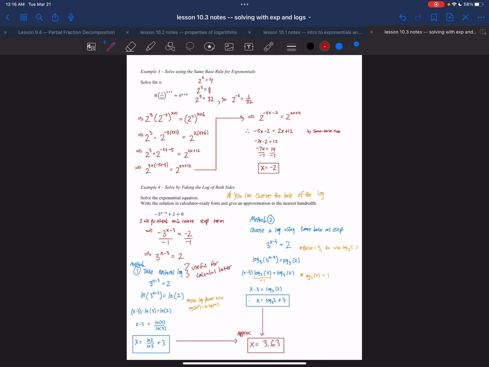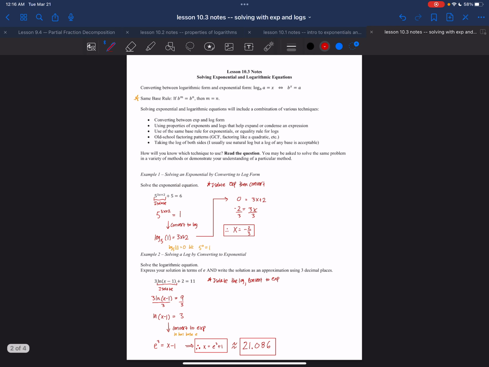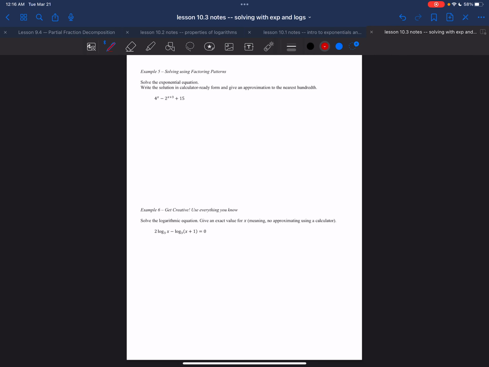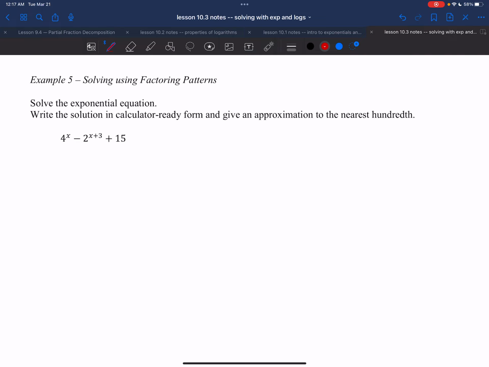Okay. I know that the video is probably getting a little long, so I'm going to try and hurry it up, but we've got 2 more to talk about, okay? And they're getting harder. All right. So, example 5. Solve using factoring patterns. So we're going to solve this exponential equation. We're going to write this solution in calculator-ready form and give the approximation here to the nearest hundredth. So calculator-ready form means express it as a log, okay? That's all that means. Whatever logarithm you've got to use, okay?